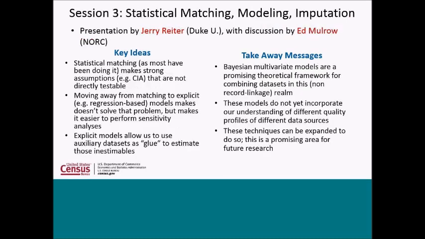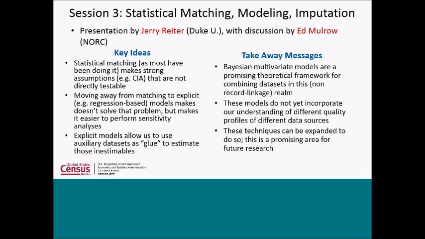The third topic session was on statistical matching, modeling, and imputation. The main presentation was by Jerry Ryder, who spoke remotely from Duke, with an in-person discussion by Ed Mulrow from NORC. And statistical matching is kind of the flip side of record linkage. In record linkage, you're trying to identify units from different data sets that do represent the same entity in the population. With statistical matching, you're combining data sets, understanding that the units in this data set are different from the units in this data set. They don't represent the same population entities, but they're drawn from the same population and they have similar statistical properties. And so you can combine these data sets perhaps by statistical matching, matching units that look similar on some background characteristics in order to build up a data set with more variables than you had from any one individual data source.